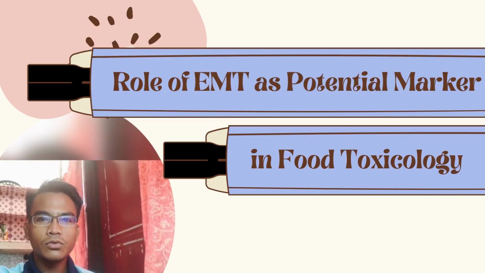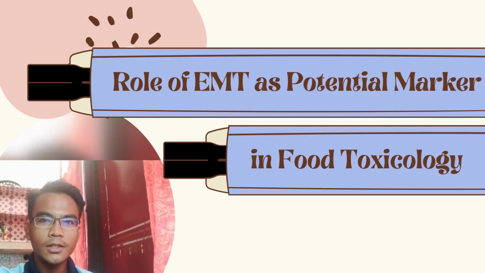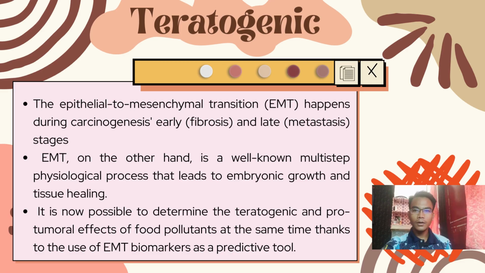Okay, for my part, which is the role of EMT as a potential marker in food toxicology. For the teratogenic effect, the epithelial to mesenchymal transition (EMT) happens during carcinogenesis, early fibrosis, and late metastasis stages. EMT, on the other hand, is a well-known multi-step physiological process that leads to embryonic growth and tissue healing. Lastly, it's now possible to determine the teratogenic and pro-tumoral effects of food pollutants, thanks to the use of EMT biomarkers as a predictive tool.